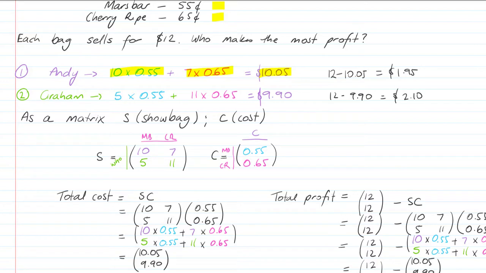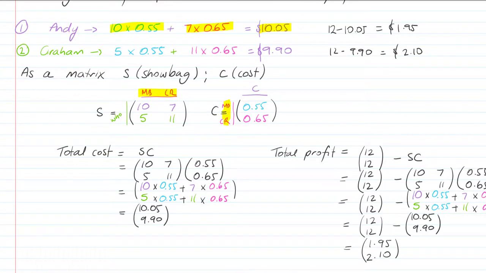And I'm going to multiply these, and what's going to happen is it's going to cancel out these two things, the types of chocolate, and it's going to give the who and the cost. So then we'll be able to see how much it cost for Andy and Graham. So this is the process. Remember what we did earlier, we wanted 10 and 7 to be multiplied by 0.55 and 0.65 like this. And then we wanted 5 and 11 to be multiplied by those as well, like this. And then we could get our final cost. This is our useful process of doing matrix multiplication.